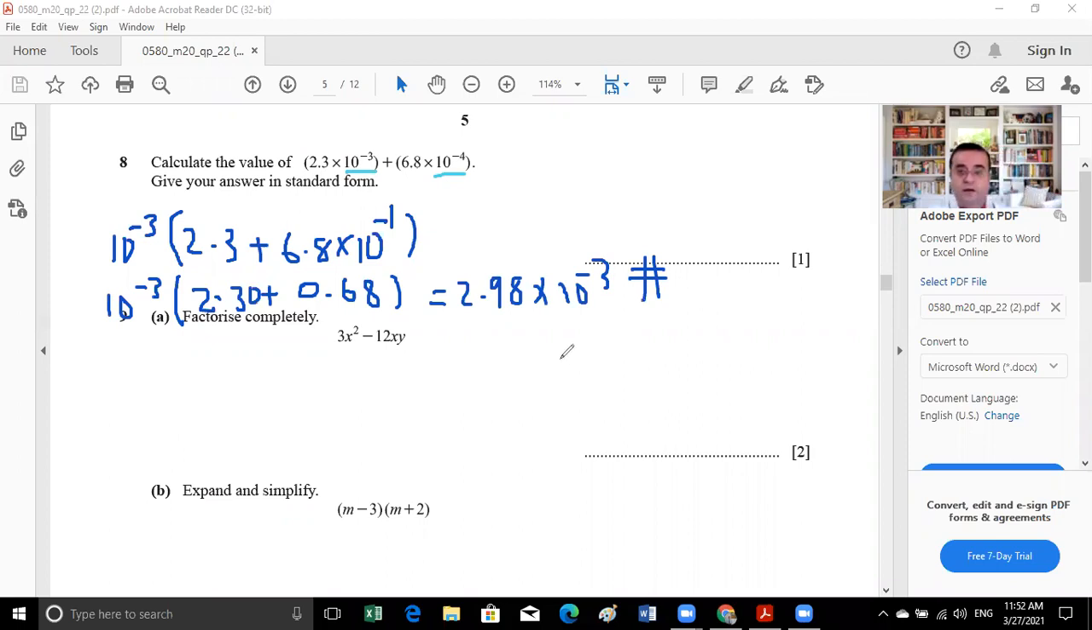Yes. Check on your new calculator. Do all of this. If you have a new model of calculator, you get this answer. Or maybe you get 298 times 10 to the power minus 5, maybe. Correct? Yes, no answer. Correct. Good.